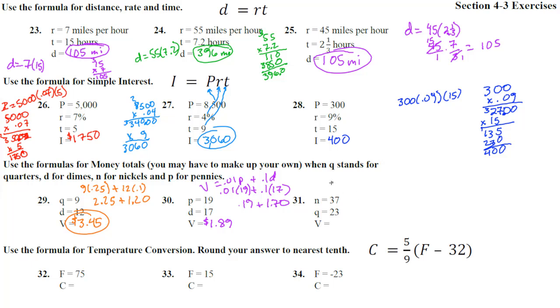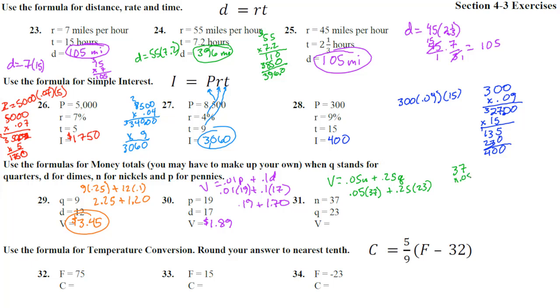And so this one, I'll write it up here. We're going to have nickels. So 5 cents for every nickel plus 25 cents for every quarter. So we get 0.05 times 37 plus 25 cents for every quarter, 23 of them. So what does that mean that we have here? 0.05 times 37. Yeah, I'll have to do that by hand.